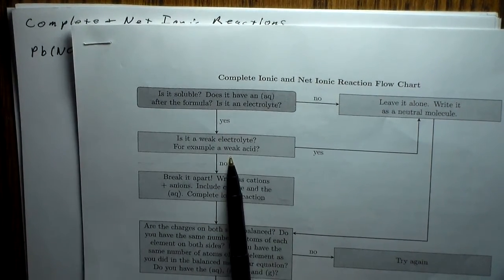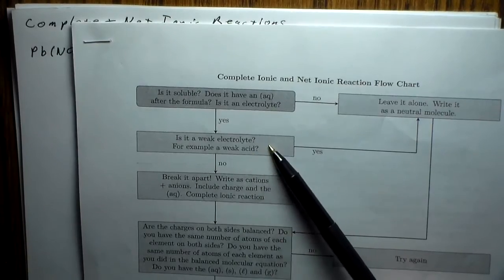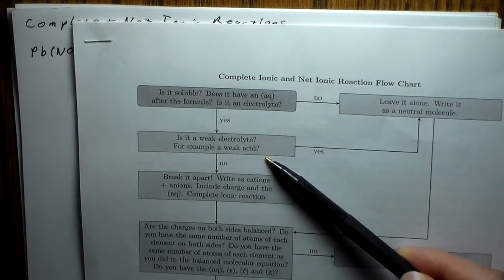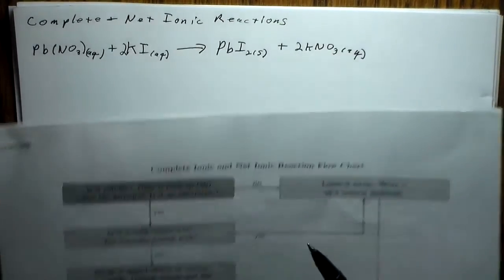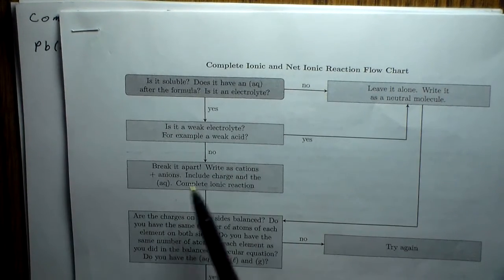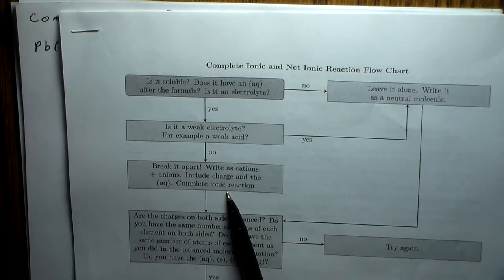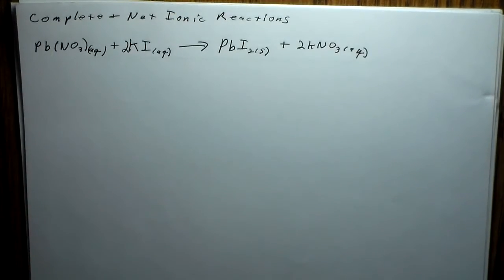Is this a weak electrolyte? No. For example, a weak acid. For these weak electrolytes, the only ones we're going to be dealing with are weak acids, and we'll come back to this a little bit. But for right now, there are no acids in this entire formula, so that's not a weak acid. So what we're going to do is break this apart, write it as an anion and a cation, include the charge and also the aqueous, and we just keep doing this, and we'll have the complete ionic reaction. We'll start up here for the lead nitrate.